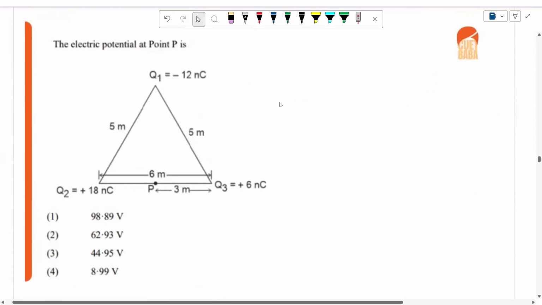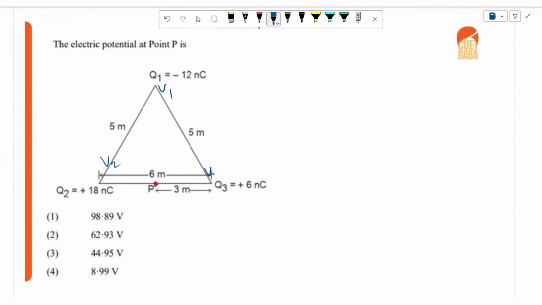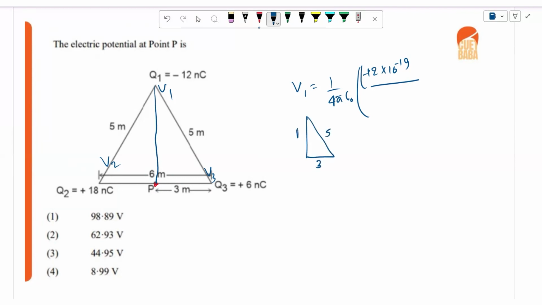And this is a very easy question. We just have to calculate the potential at point P. So suppose the potential due to this charge is V1, this charge is V2, and this charge is V3 at point P. So V1 is equal to 1 by 4 pi epsilon naught into minus 12 times 10 to the power of minus 19 over r. What is the distance here? The distance, you can use the Pythagoras theorem. This is 3, this is 5, so this is 4. So 4, right? This is V1.